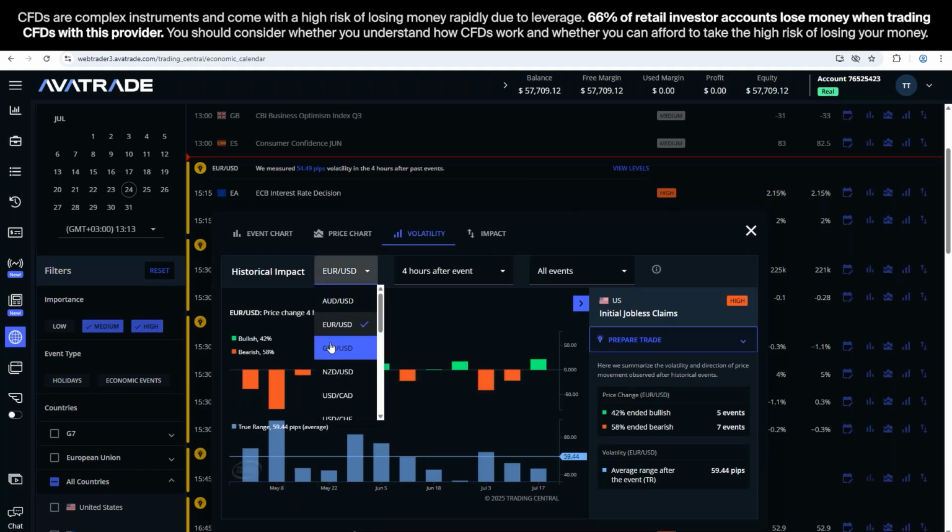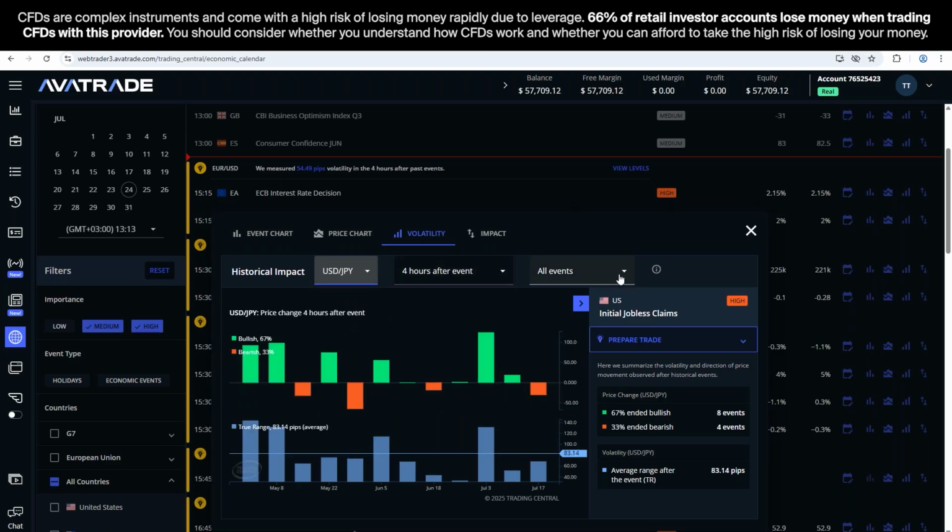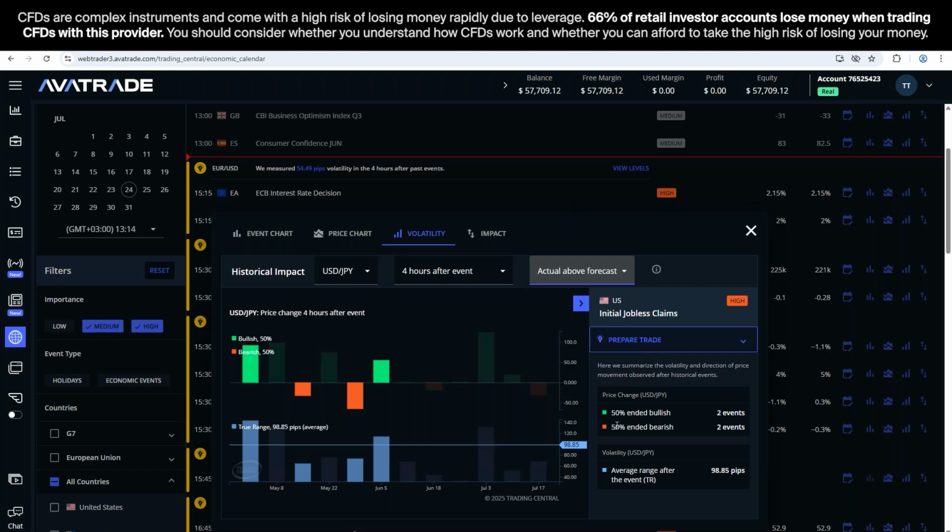So if we take a look then at the US announcement that comes in 15 minutes later, if we want to pair this with, say, USD JPY, we can say if this comes in worse than expected, which is higher in this case, jobless claims, it's people losing jobs. So new people losing jobs, if this is higher, initial jobless claims, that's deemed bad news. So if it comes in above forecast, it looks like 50-50 movement. It's not predictable. So that tells me I don't want to trade on this if it comes in above forecast on the USD JPY.